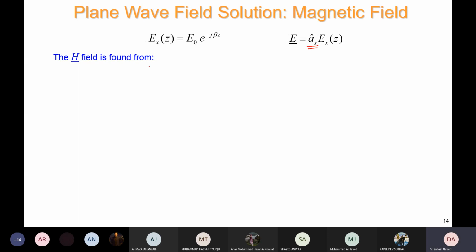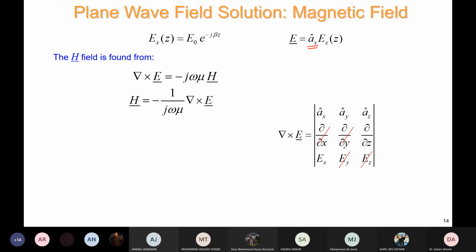We can use the Maxwell equation. So if we use, let's say, the Maxwell curl equation, curl of E is equal to minus j omega mu H. If we are given E and we want to find H, then I manipulate it like this, and the curl of E is mathematically given by this expression.